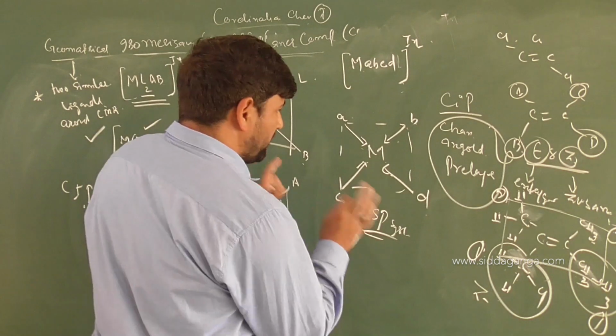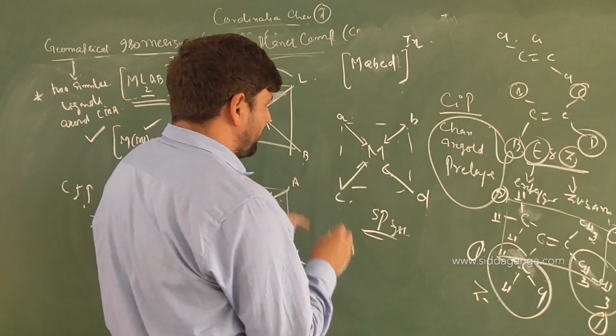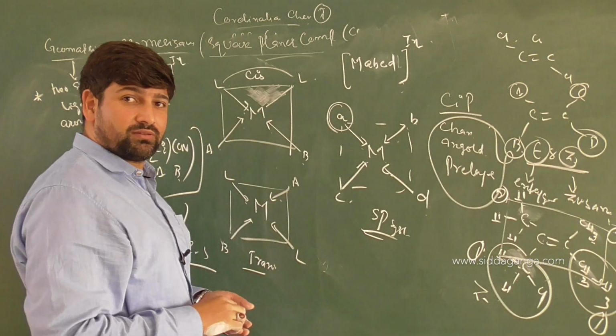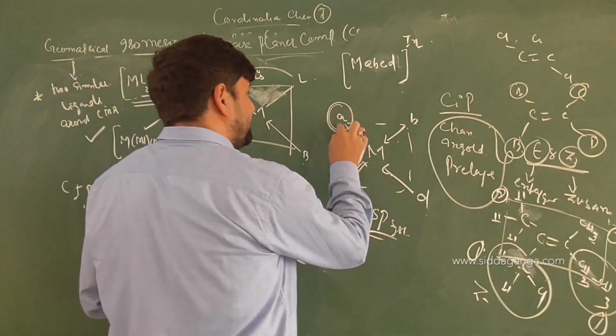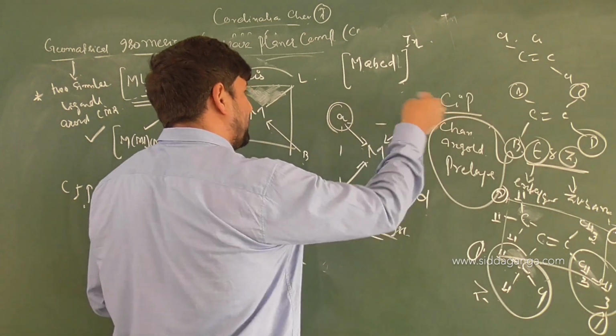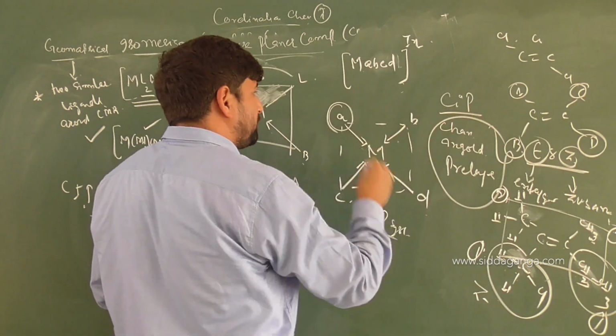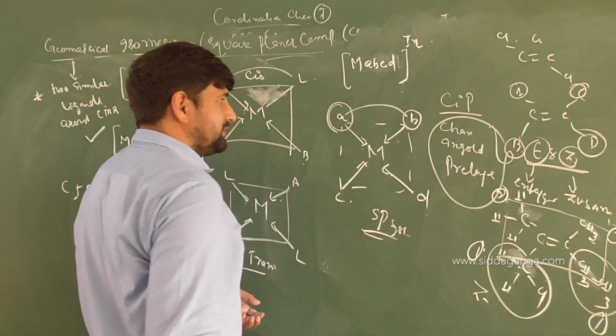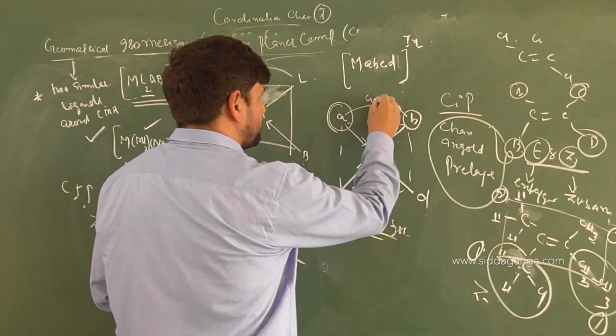See here, what you will do, you will use CIP rules. First of all, you will select the atom of highest atomic number. Yes? Or yes or no? So with respect to highest atomic number, the second priority of the second element will be taken. Suppose B is the second priority group. If B is here, A and B are at cis position, right?